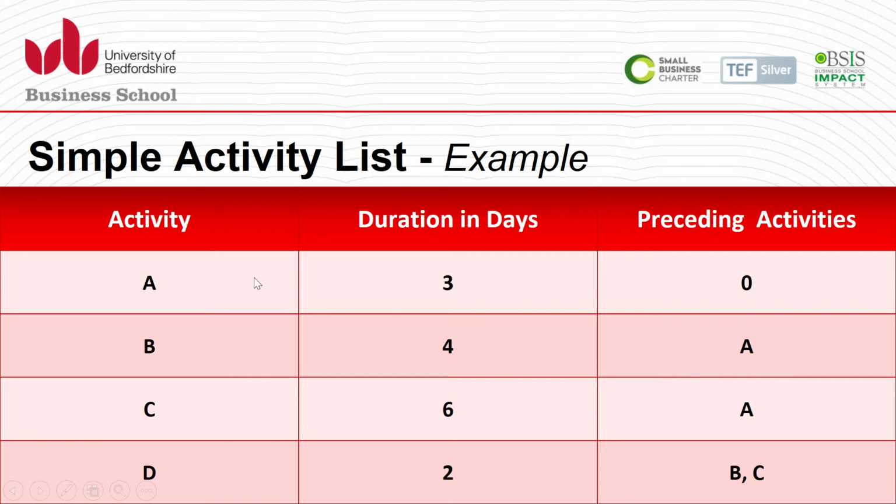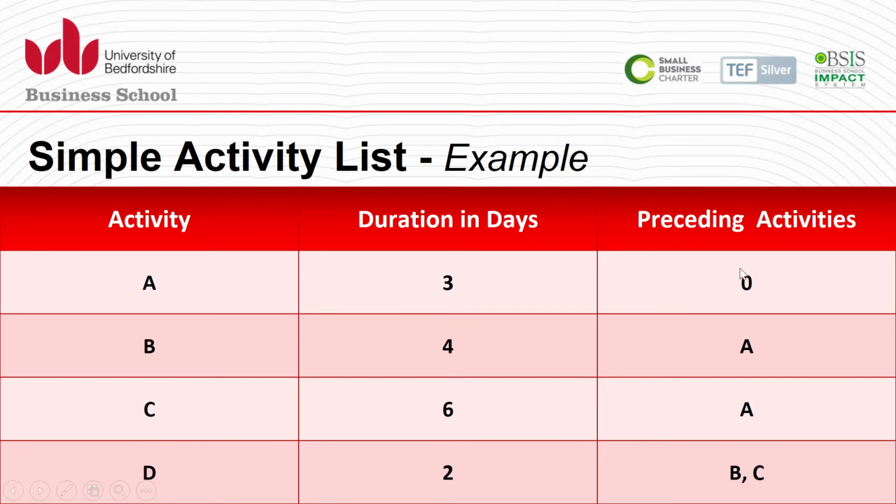Simple activity list, for example, if this is the activity we are performing with the alphabetical coding, and this is the estimated, this is our best estimation, how much time should be given to each activity to complete. So the duration, we ideally believe 3 days, 4 days, 6 days for C, and 2 days for D. But you can see the precedent activity.